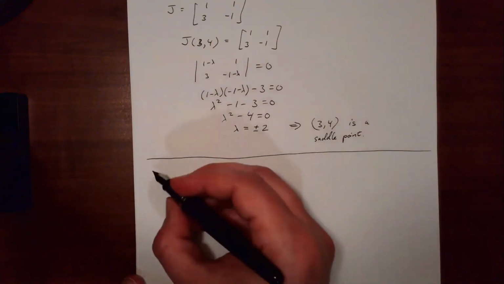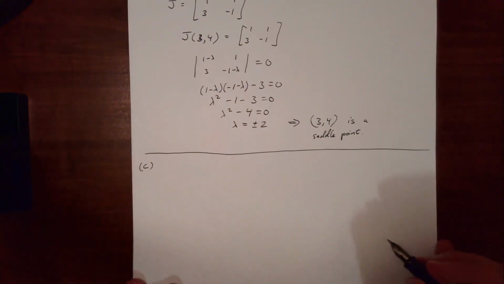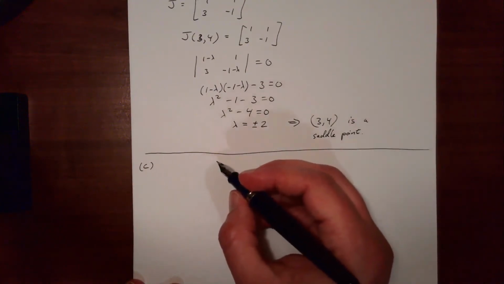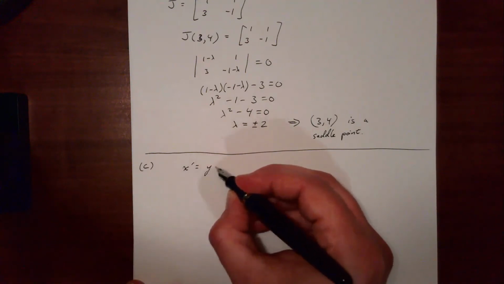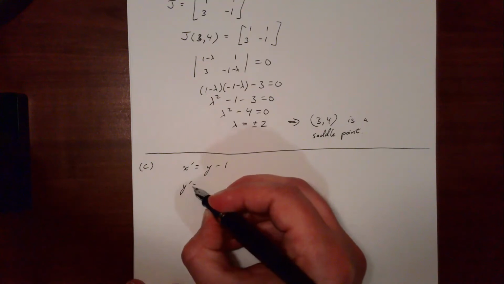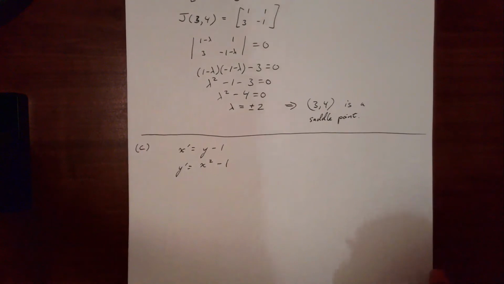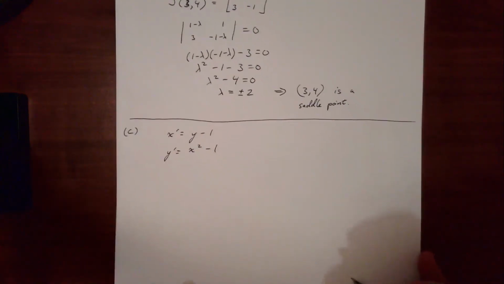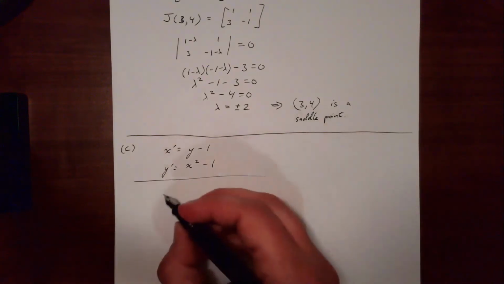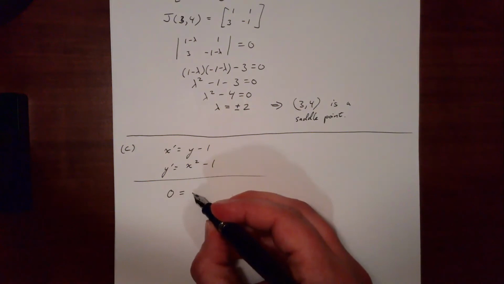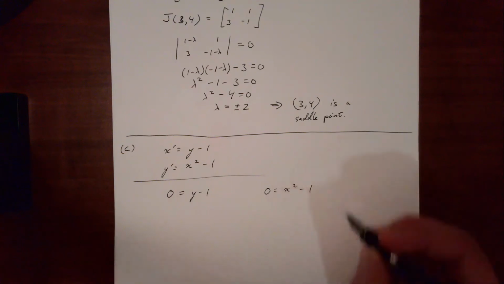Now, for something that is a little bit less linear. So those first two were both almost linear. Let's see what happens in a case like C here. So x prime equals y minus 1. Y prime is equal to x squared minus 1. So now, first off, set everything equal to 0. So 0 equals y minus 1, and 0 equals x squared minus 1.